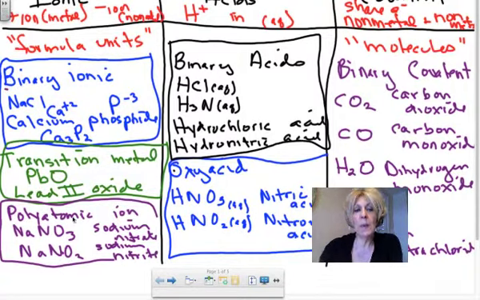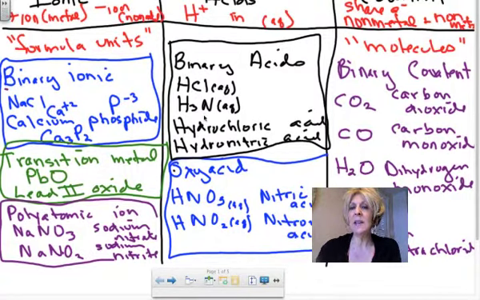And then we taught you about polyatomic ions, and in our class you had to memorize about 12 of them, and nitrate was one of them, NO3-1. This is sodium nitrate. And then we taught you that if you have one oxygen less, we change that ate to an ite, and that's sodium nitrite.